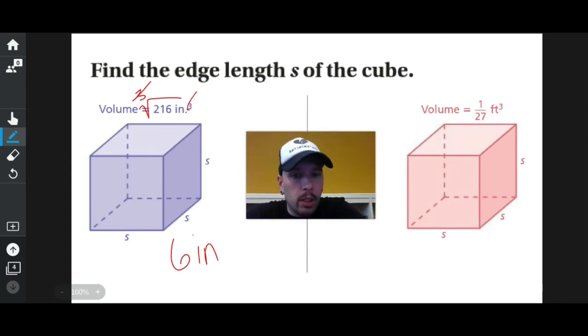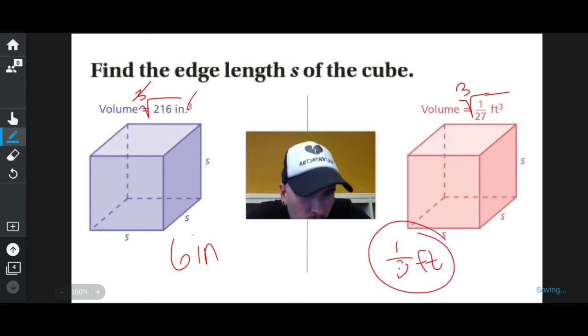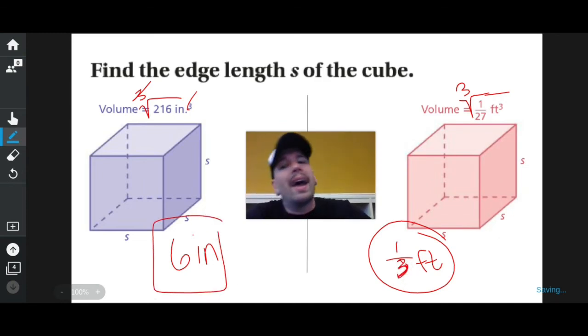Similarly, over here, I'm given the volume. I'm being asked to work backwards to find the side. The way I work backwards is I take the cube root of 1 over 27. The cube root of 1 is 1. The cube root of 27 is 3. And the cube root of feet cubed is feet. So I have 1/3 feet. And over there I had 6 inches.